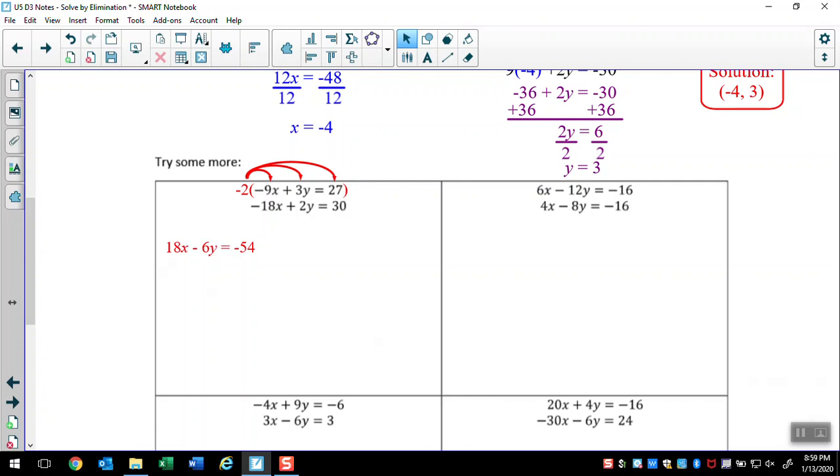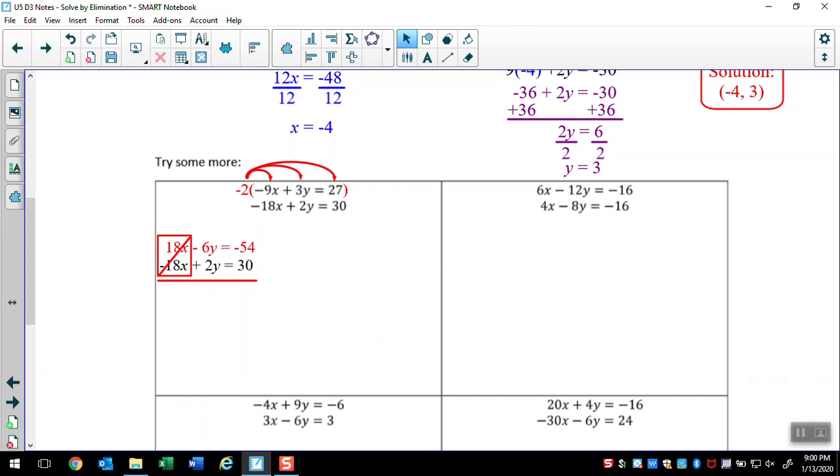Make sure you watch your signs. I'm multiplying by a negative, which is why this changed to subtraction and why this changed into a negative number. I am not making any changes at all to my second equation. I'm going to leave that exactly as it is. Now we notice that these two are additive inverses, and they will cancel each other out.